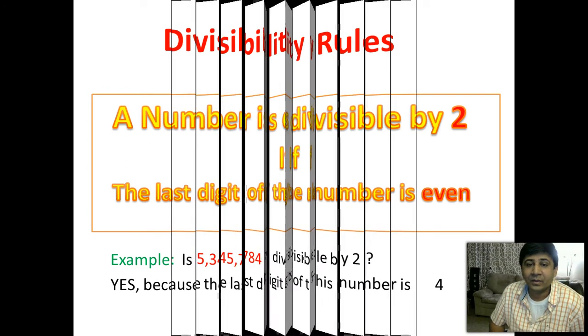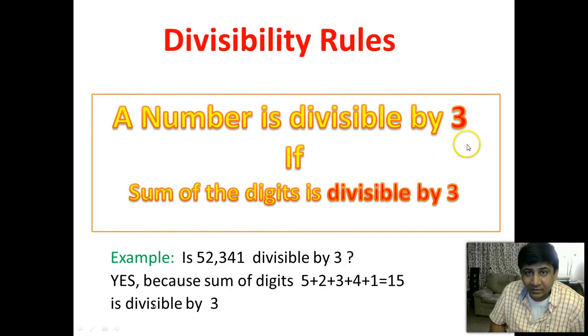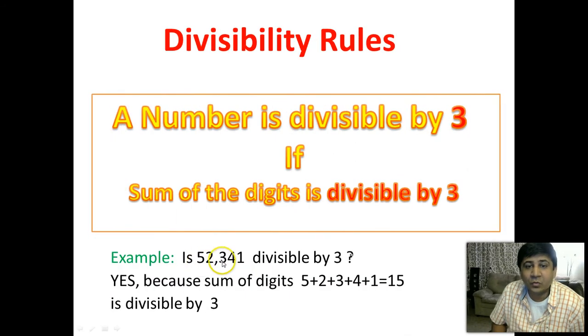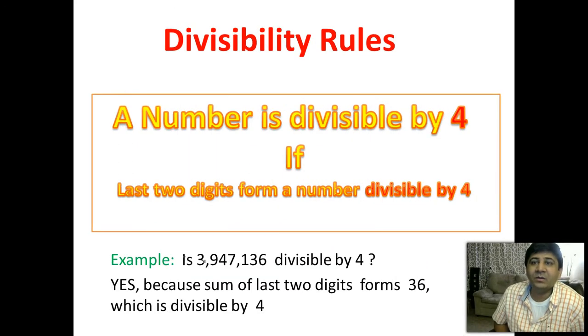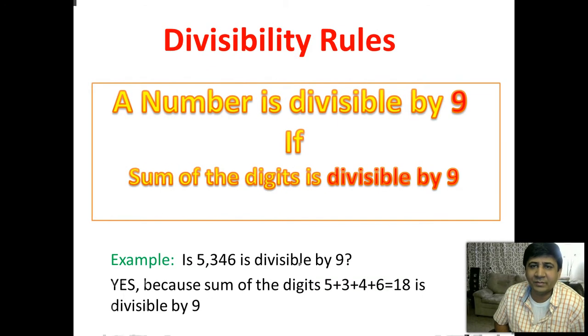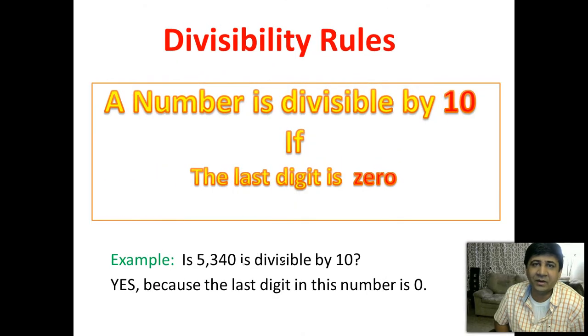Similarly, a number will be divisible by 3 if the sum of the digits is divisible by 3. Suppose we are looking at this number here. Add these up: 5 plus 2 plus 3 plus 4 plus 1 is 15. Since 15 is divisible by 3, the whole number is divisible by 3. Similarly, go through all these slides. I just tried to give you an example of each one of them so that you feel comfortable.